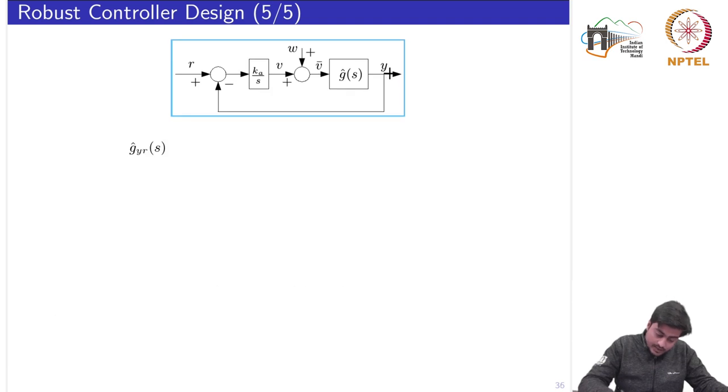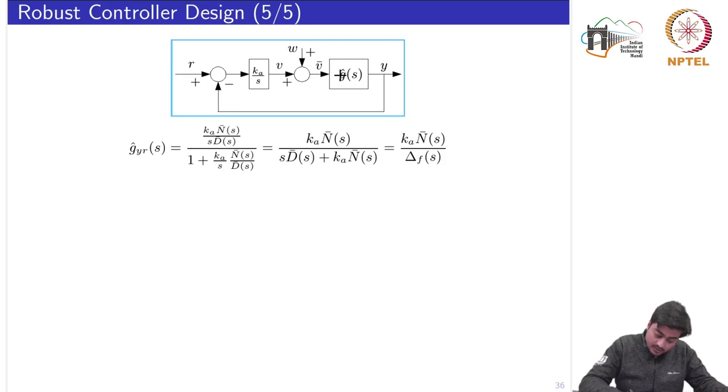Okay, now see the tracking part. Let's see again the transfer function from r to y, denoted by g hat yr. Now this transfer function would be denoted by k by s, the forward part transfer function, divided by the denominator part represented by 1 plus k by s n bar by d bar. Again simplifying this, we get k times n bar divided by the characteristic polynomial of the closed loop system.